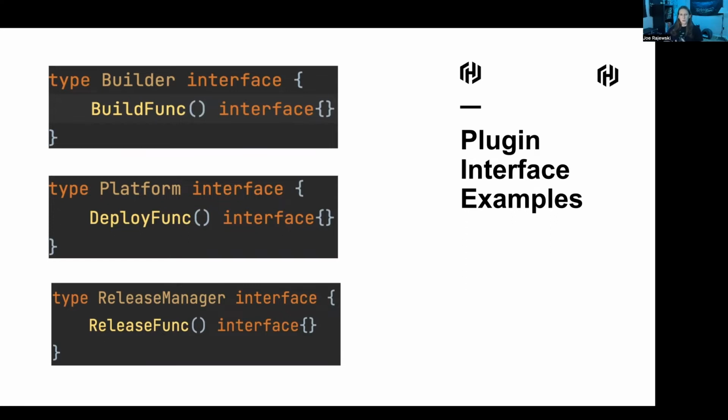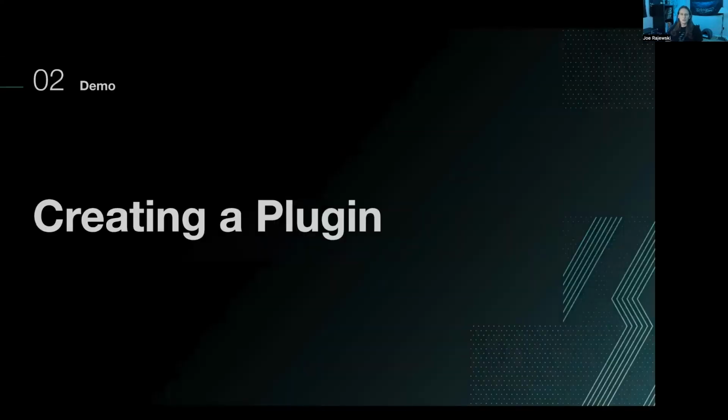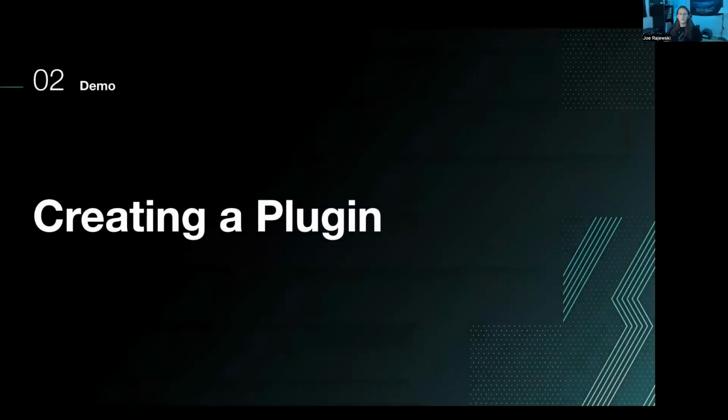And basically, in your Waypoint plugin, if you implement these interfaces and your plugin uses them, then your plugin can act as a builder if it implements the build function and returns an interface, and so on here with platform. If it implements deploy func, it becomes a platform plugin, and release manager requires a release func. But let's get into a demo and I'll show you all how to make a plugin.